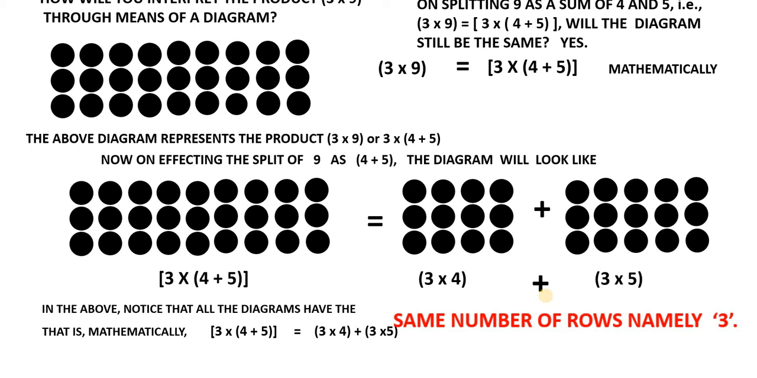The operation between 3 and 9 is multiplication. So that multiplication is distributed among the split columns, 3 multiplied by 4 and 3 multiplied by 5. That is why we call it the distributive property of multiplication over addition. Addition is the 4 plus 5, which indicates the addition of the two numbers. That's why we say it is addition.